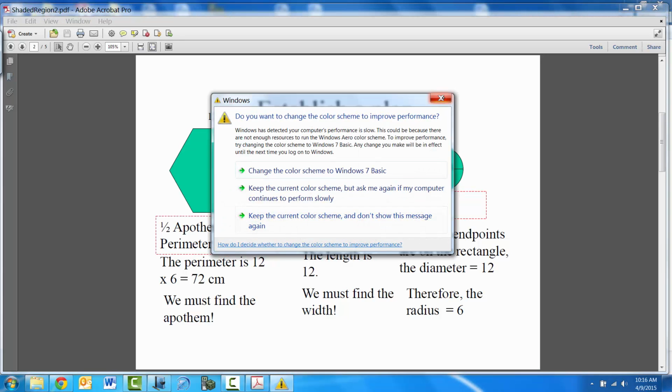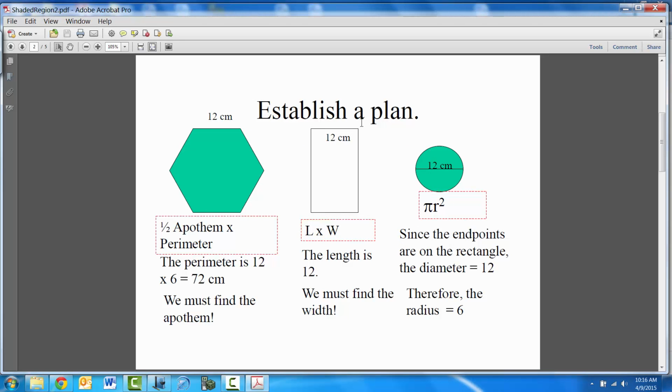For the love of dog. All right. So we have some information here.